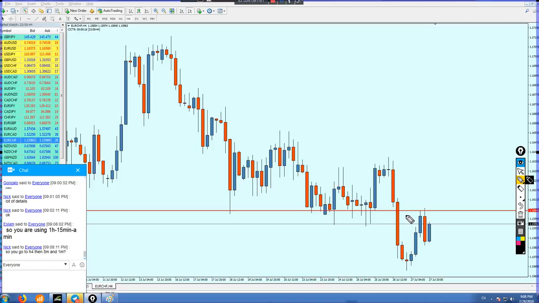I use the 1 hour, 15 minute and 1 minute. But 4 hour also sometimes, if I cannot find anything on the 1 hour, I will go to the 4 hour chart to find more clear details about my level.